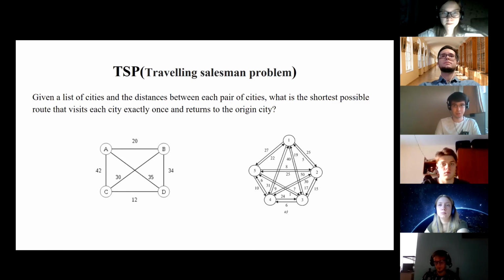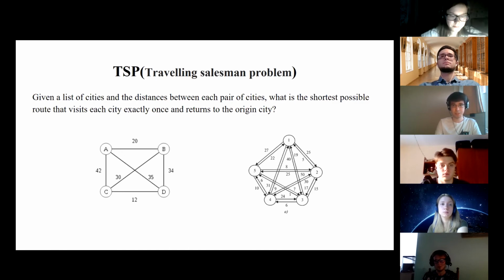We have a list of cities and the distance between each pairs of cities. And we want to find the shortest possible road to visit each city exactly once and return to the original city. It's a non-deterministic polynomial time hardness problem. On the slide, you can see some examples of possible tasks when the number of cities is 4 or 5.